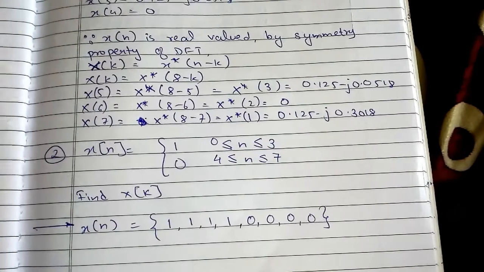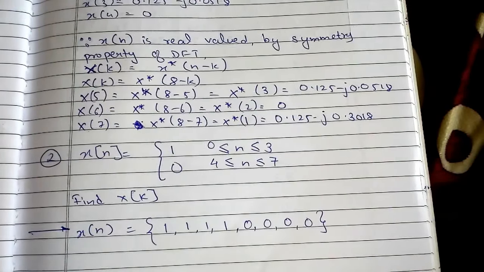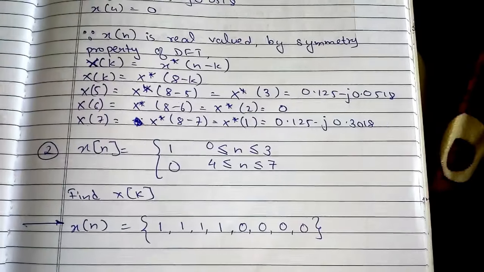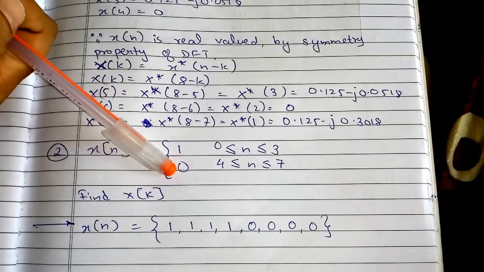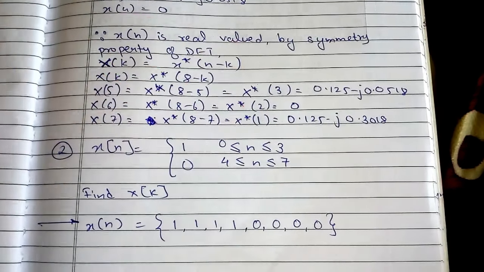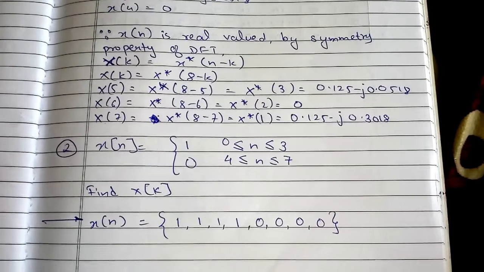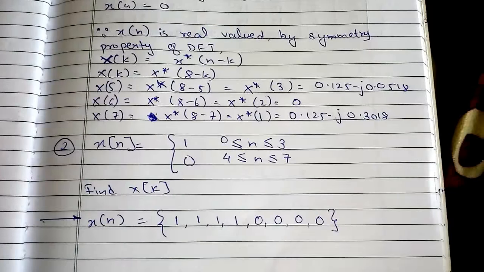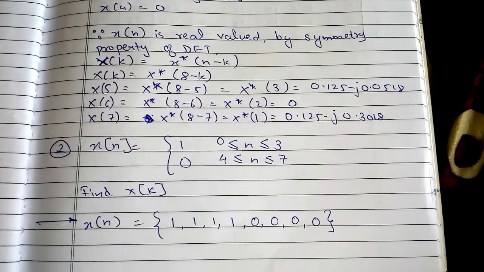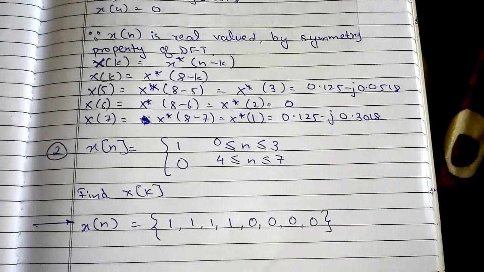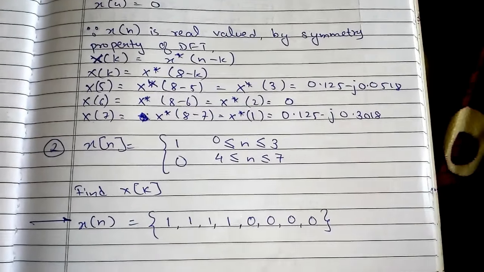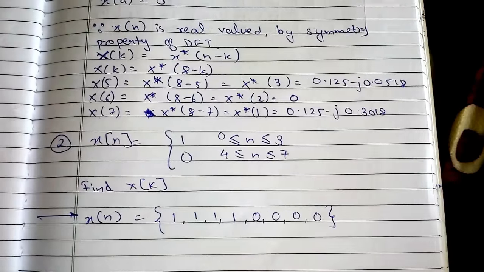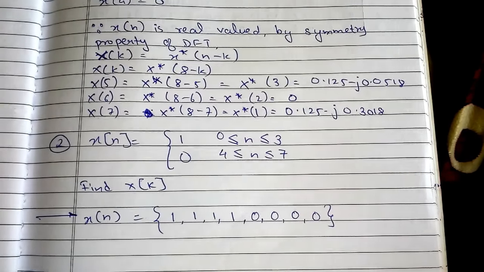We are given that x of n is equal to 1 when n is between 0 and 3, both included, and 0 when n is between 4 and 7, both included. We have to find x of k, which in the question will be asked as find the DFT x of k. So first we need to write down x of n. In the previous question you saw it was nicely written. In the same way we'll write it down.